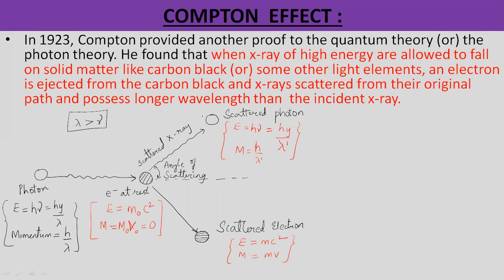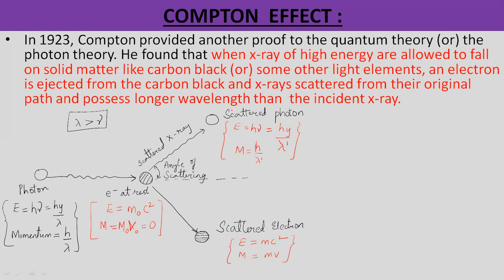seen that according to the quantum theory, the energy is present in a discontinuous form, or in the form of quanta, right? So, based on that theory, he states that when X-rays of high energy are allowed to fall on a solid matter like carbon black or some other light elements, an electron is ejected from the carbon black and X-rays scattered from their original path possess longer wavelength than the incident X-ray.